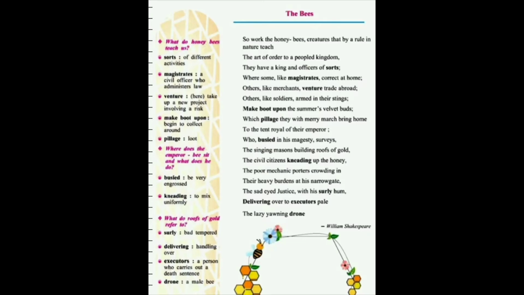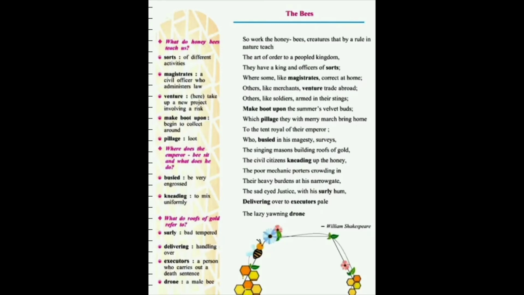Okay, so as I said earlier, they have been compared with king and officers. So they bring back these velvet buds में से जो उन्होंने suck किया है, मतलब फ्लावर्स में से जो वो लोग ने suck किया है. They suck honey, right? हनी क्यों suck करते हैं? बनाने के लिए. तो वो जो हनी suck किया है वो लोग अपने रॉयल टेंट में लेके आते हैं.